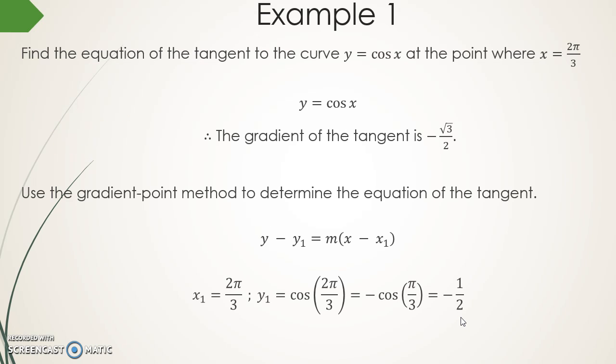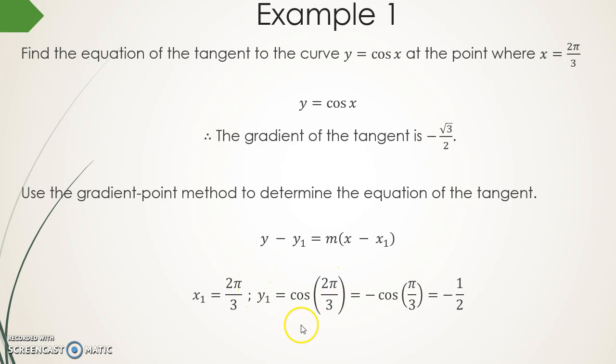So we've got our gradient at that point, and now we can just use our gradient point method, which again is from grade 10, 11 as well, to work out what the equation for that line is. So we've got y minus y1 equals m, the gradient, brackets x minus x1. y1 and x1 is just points on the y equals cos x graph. We know that at 2 pi over 3, that's our x value. We can work out what the y value is. So when x equals 2 pi over 3, what's the y value?